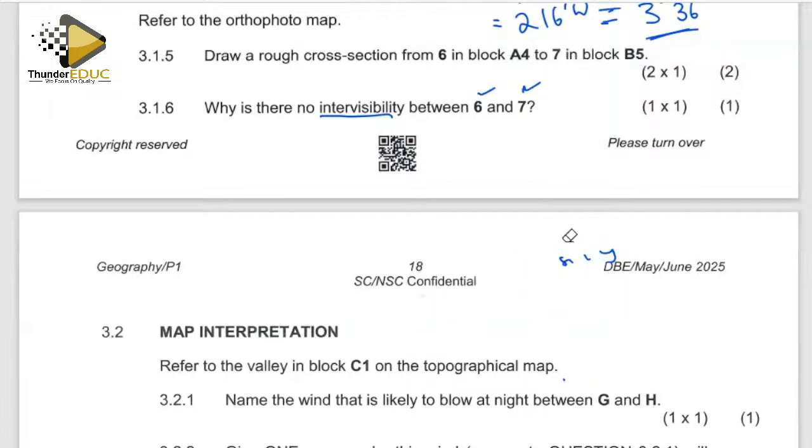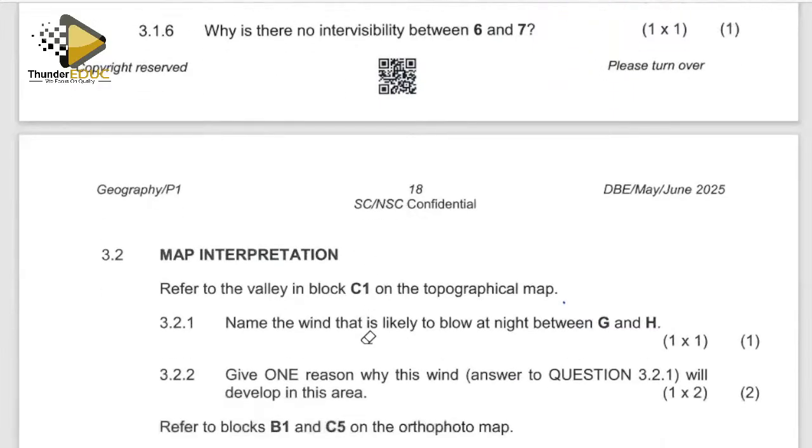You can also determine intervisibility even without drawing a cross-section. You just check the heights. You draw a straight line linking the 2 points and check the heights between the two. If there's a higher height between the 2 points compared to the points that you want to see, then automatically there's no intervisibility.